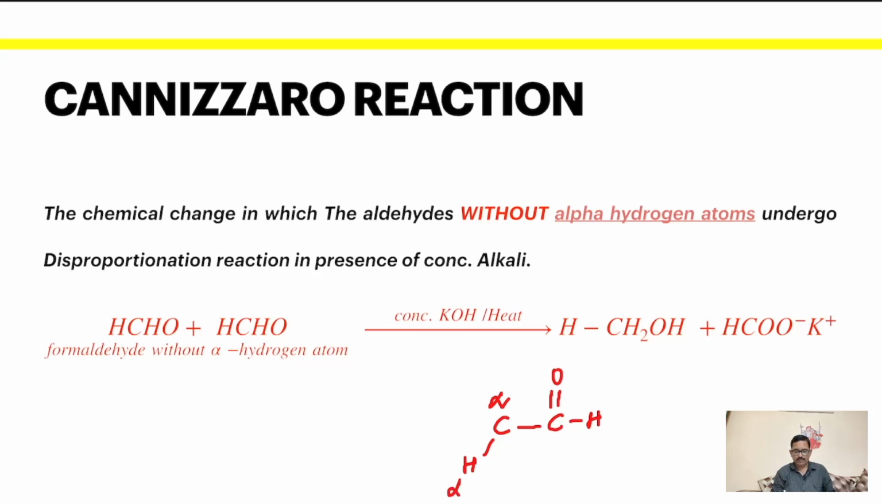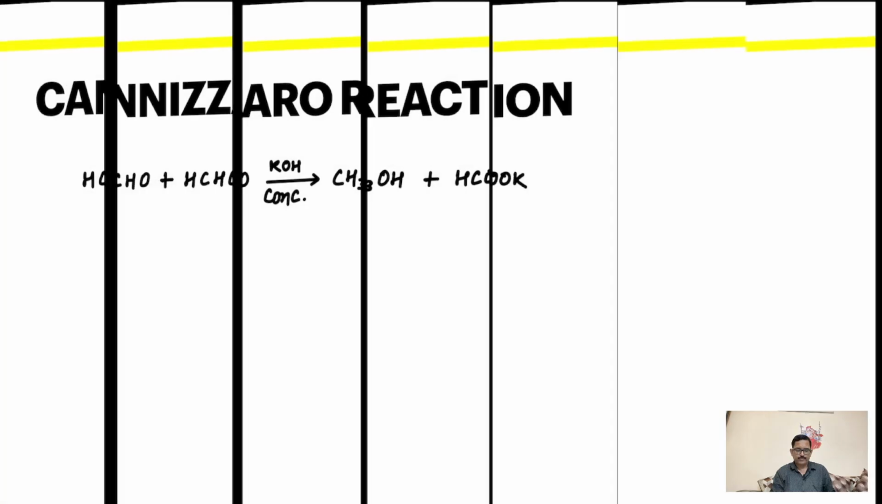Suppose an aldehyde contains a CHO group, and the carbon present at its alpha position is called the alpha carbon. The hydrogen attached to it is called alpha hydrogen, and this has to be absent. This is the necessary condition for this reaction. So we can have a mechanism for the oxidation and reduction of the aldehyde group.